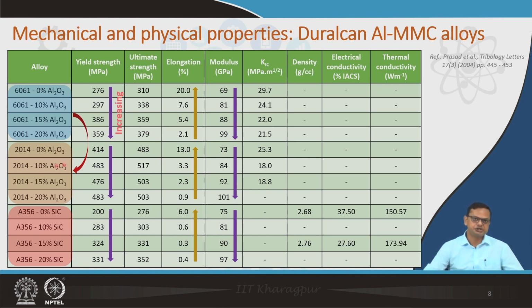If you compare 6061 and 2014, obviously 2014 shows higher strength, and that is because 2014 contains copper. The primary alloying element in the 2000 series is copper, and these are age hardenable alloys, so that improves the strength. In case of 6061, silicon and magnesium are the alloying elements. These are used in the automobile industries. It has fairly good strength, but not as high as the 2000 series.